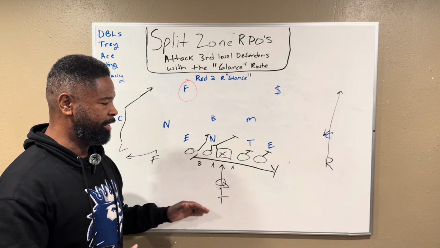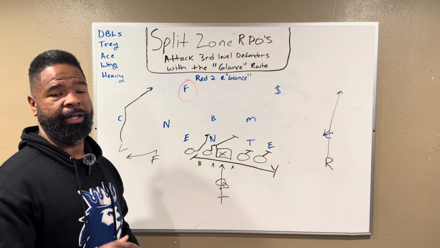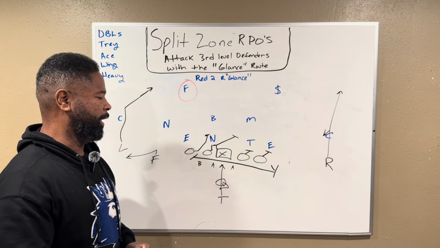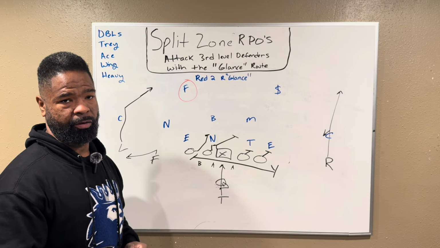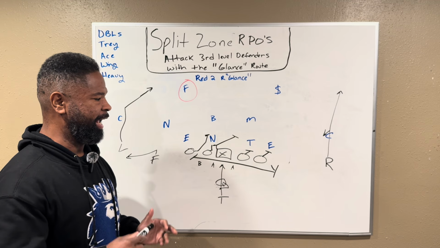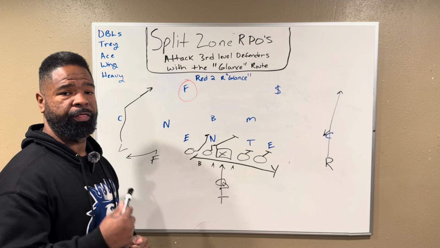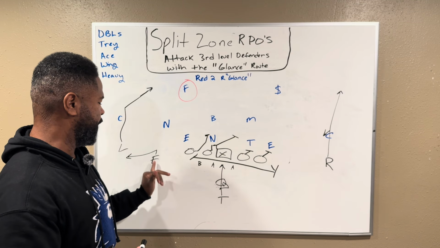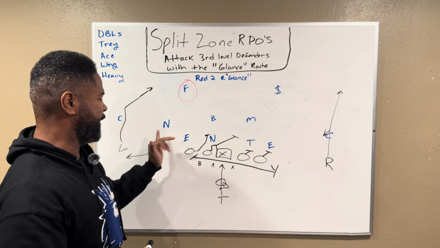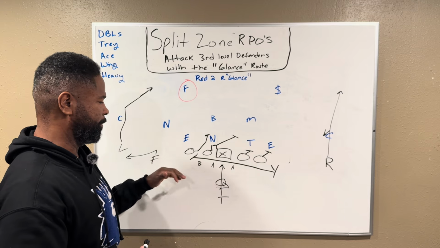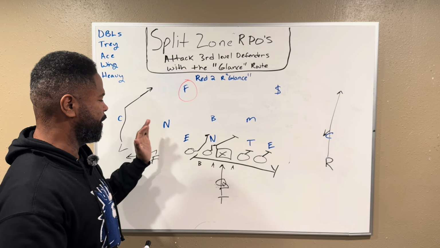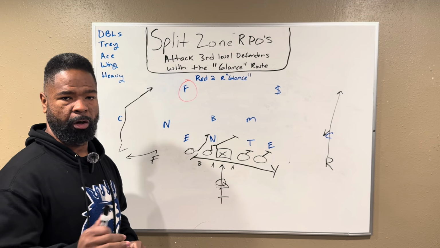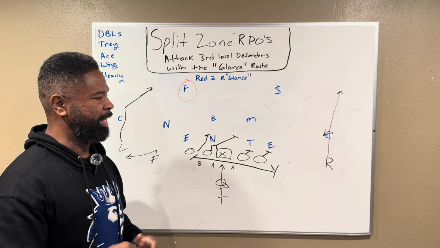So now in this part of the series, we're going to add another RPO. This is a post-snap RPO called the glance, okay? So you can add a downfield third level RPO. We talked about the pop concept, where we're looking to attack the second level, not the first level, a second level RPO. Go back and watch the video on that, where I broke that down.